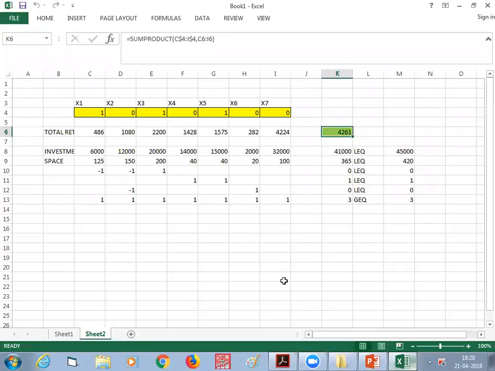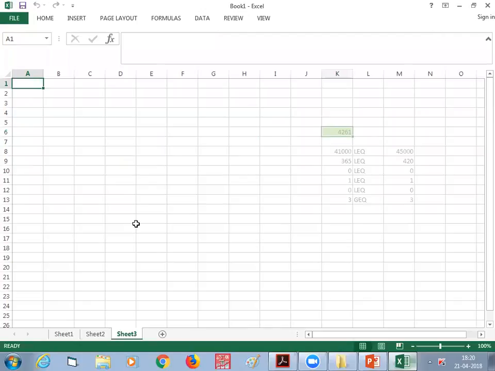Let's quickly do it. Again, a simple integer problem.